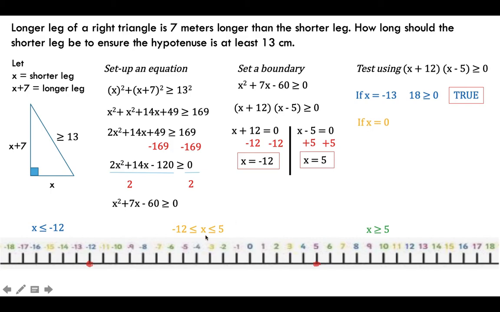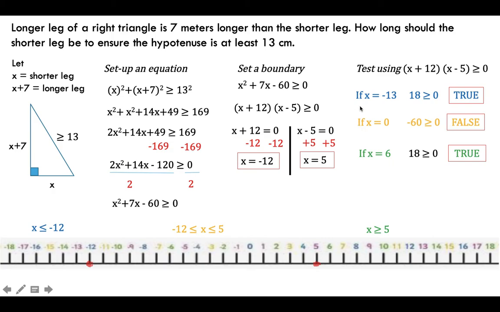For the center region, if x equals 0, since 0 is part of this region and is easier to use, and we substitute it here, we will get negative 60 is more than or equal to 0. Let us ask ourselves, is this correct? Is negative 60 more than or equal to 0? No, so it is false. And lastly, for this region, I prefer to use 6. If 6 is substituted here, we will get 18 is more than or equal to 0. Is it true? Yes, it is true.